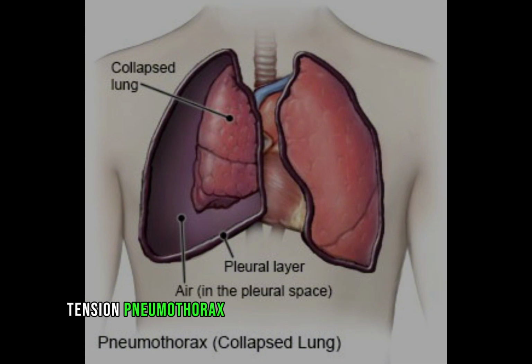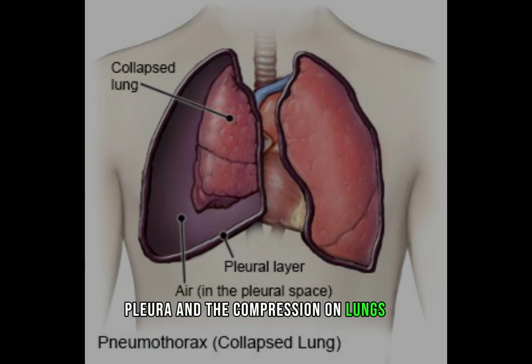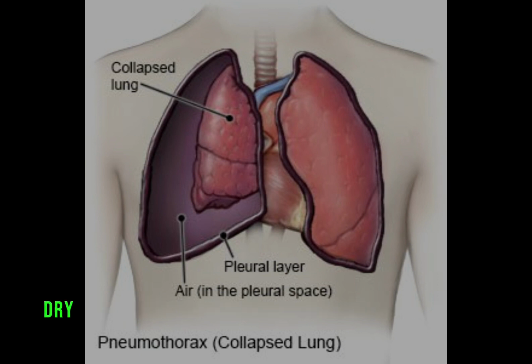Tension pneumothorax is a life-threatening condition, due to the continuous increase in the pressure of the pleura, and the compression on lungs. The patient mostly suffers from chest pain, dry cough, dyspnea, and may go into shock if tension pneumothorax.